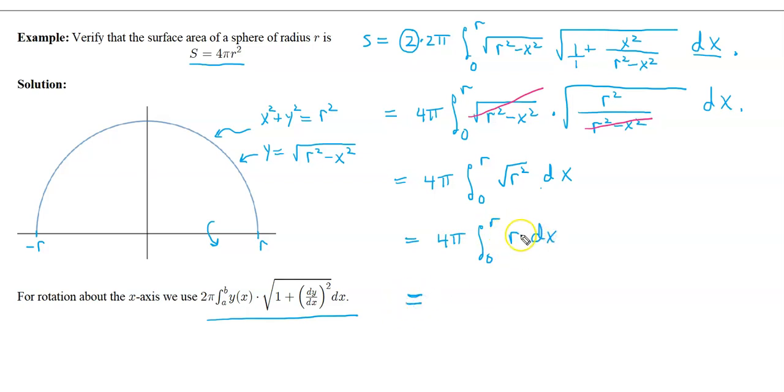Now be careful when we integrate this. We're integrating with respect to x, so we treat the r like a constant. So the antiderivative of r is going to be r times x, right? R is like a constant, like the number 5. Antiderivative of 5 with respect to x is 5x. Right? Don't make the mistake of writing this as r squared over 2. We're not integrating with respect to r.